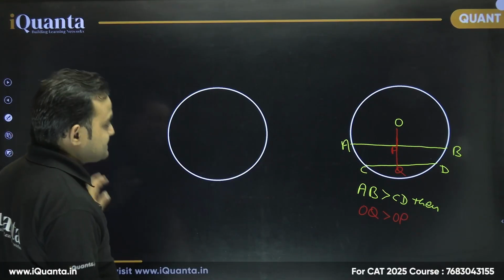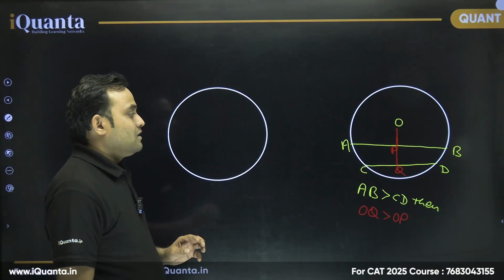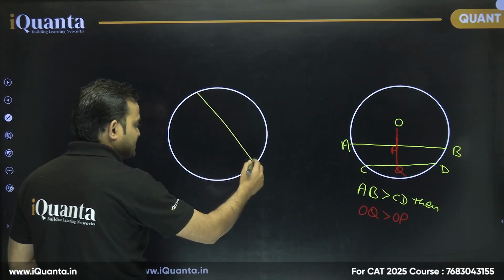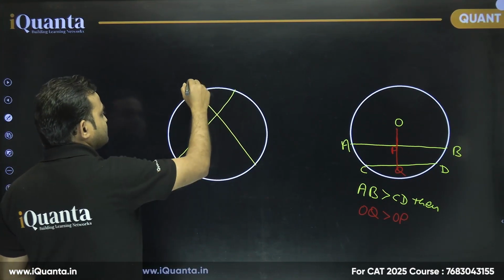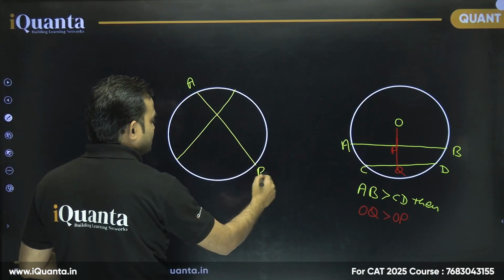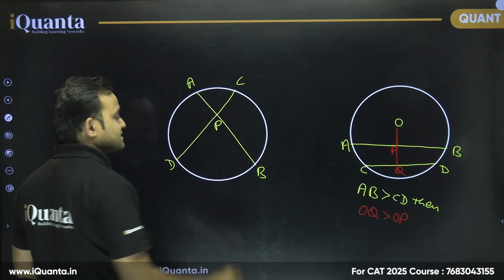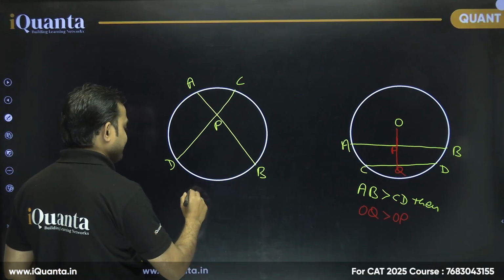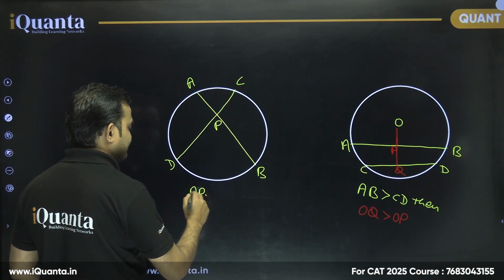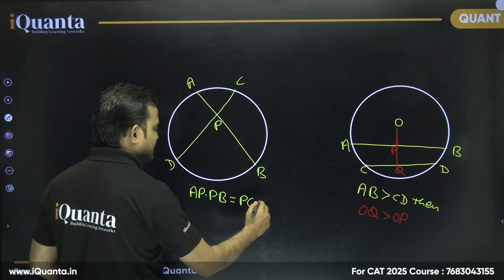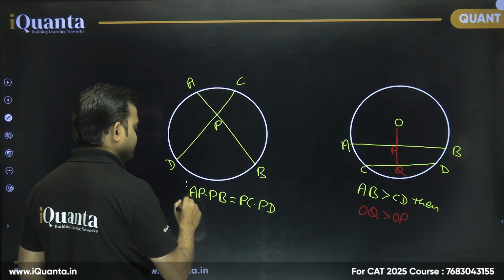Now then comes intersection of chords. If we talk about the intersection of two chords, something like this, chord AB and chord CD, and let's say these two chords intersect at P. What we can say is that AP into PB is equal to PC into PD.